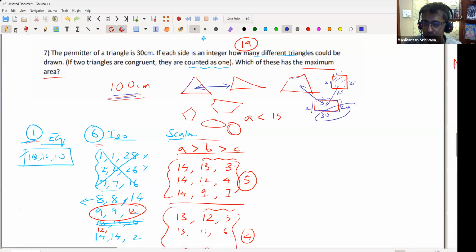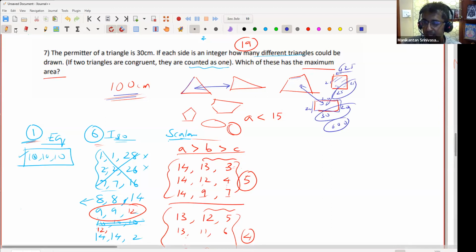Let's compare. 30 times 20 is 600, whereas 25 squared is 625. So the area of a square is higher, right?